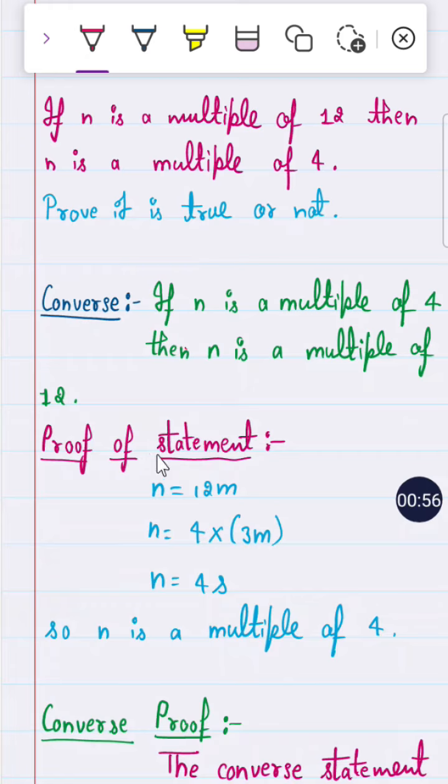Now what is the proof of the statement? First statement: if n is a multiple of 12, then n is equal to 12m, right? This is the multiple of 12. Okay, now we factorize it as 4 times 3m, right? So let 3m be equal to s, so n is equal to 4s. So this implies that n is a multiple of 4, right? So this is the proof of this statement, right?